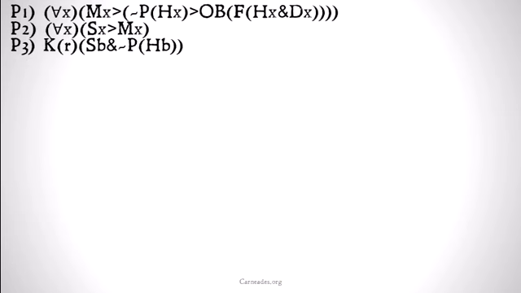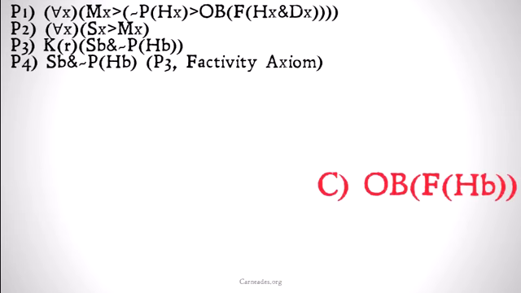So, these are our premises. This is our conclusion. Let's get started. Anything that has knowledge in front of it, we can use the factivity axiom, or axiom T, to just turn it into a statement. And that's what we're going to do with premise 3.